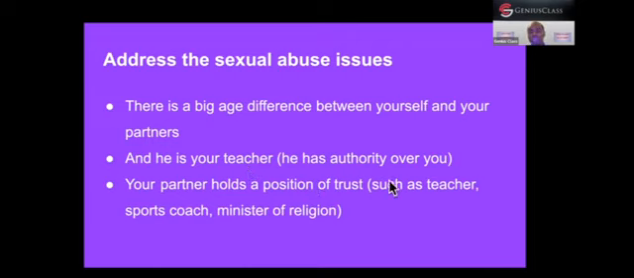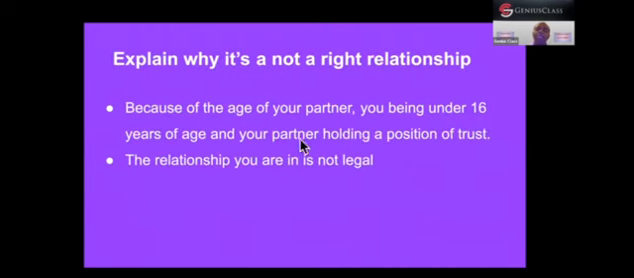People in certain positions like teachers, sports coaches, or ministers of religion hold a position of trust, and they cannot be in a relationship with the people they are looking after. Otherwise, it will be abuse of their position. This is why the relationship is wrong. Explain that your partner is much older than you, you're under 16, and he holds a position of trust. This is why this is not the right relationship. It's not a legal relationship.